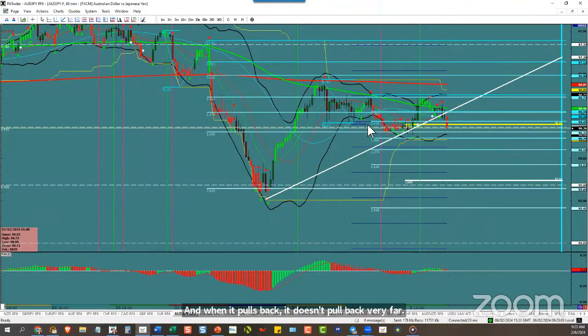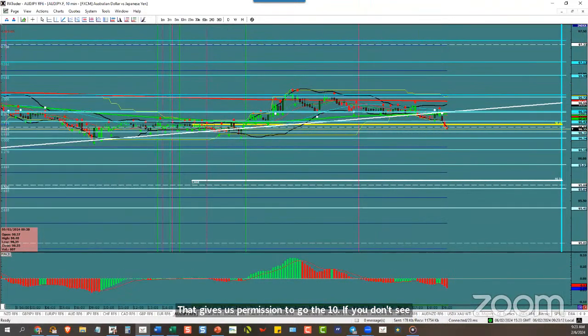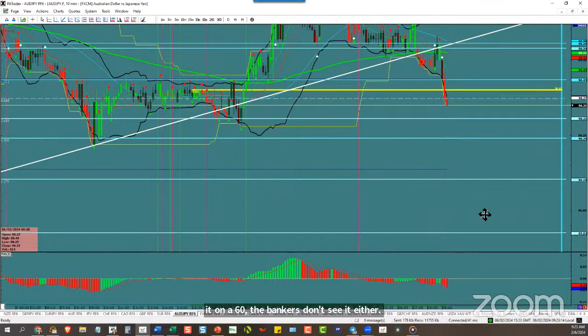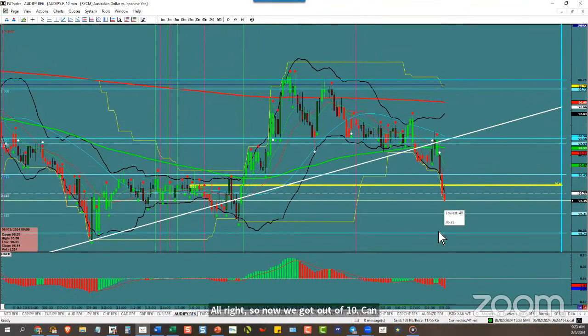All right. We need a bounce. All right, we got the breakout. That gives us permission to go to 10. If you don't see it on the 60, the bankers don't see it either. So now we got it on the 10. Can we sell here? No, because we're selling at the bottom. One of the rules is I never sell at the bottom. I never buy at the top. If I took this trade right now, I would break a rule. That's why you need rules. Rules keep you from you.